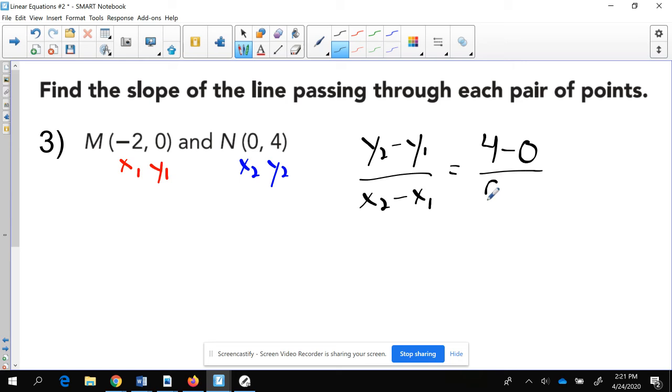x2 is 0 minus, and this x right here is going to be a negative 2. Watch how I put that in parentheses, guys. It's going to be important. This is the big mistake a lot of people make.